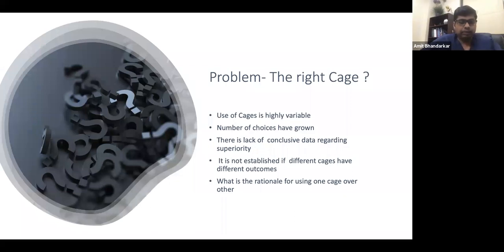So what are the problems right now that I'm trying to answer? There is huge variability in cage usage. There are a lot of different types of cages available, and some surgeons prefer certain cages while others prefer different kinds. There is also a lack of conclusive data regarding the superiority of one cage over another. It is also not established if different cages have different outcomes. So the rationale for using one cage over another is not very clear. I'm trying to put some things together and see if we can use these learnings and experiences to come up with some rationale for using certain kinds of cages in certain kinds of patients.